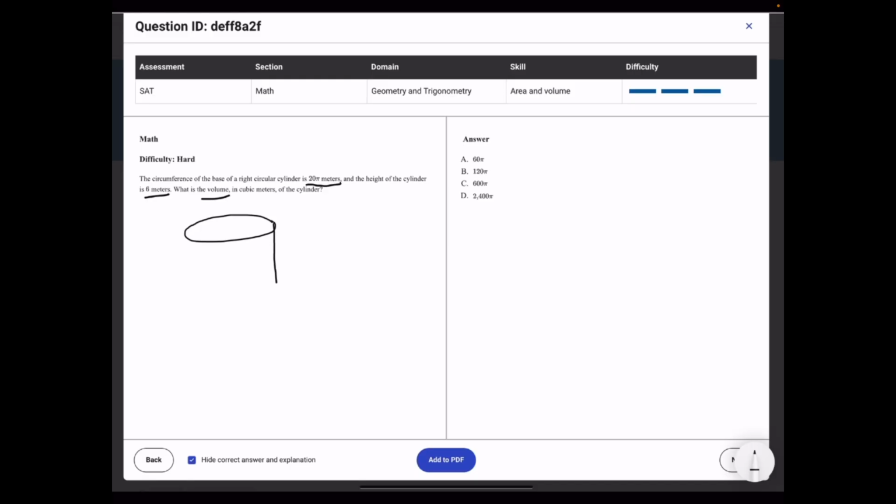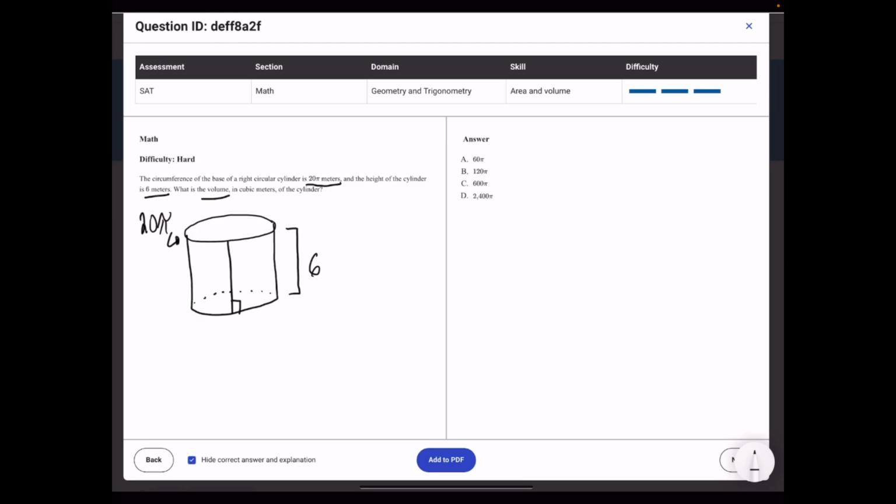So I'm going to go ahead and start by drawing a cylinder out, a right cylinder. We're going to put that right angle in it, and then I'm just going to label the given information. So we have the height is 6 and the circumference is 20 pi.